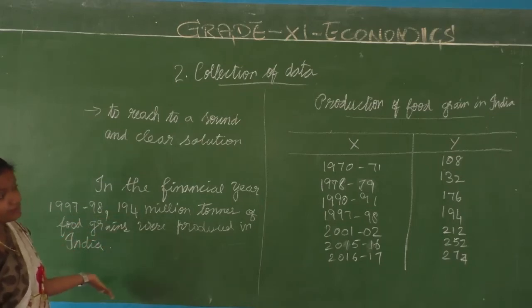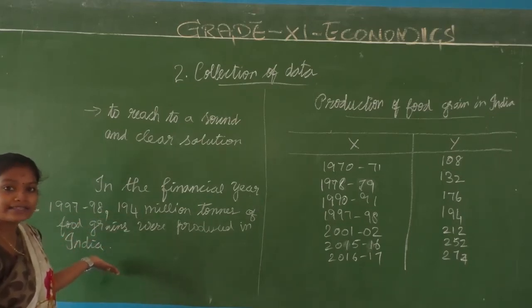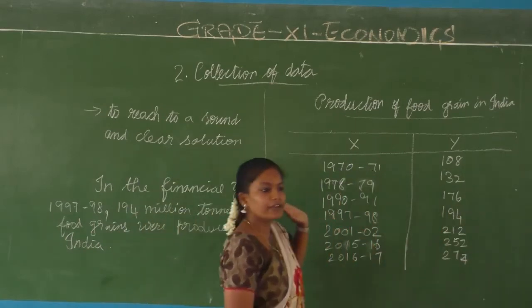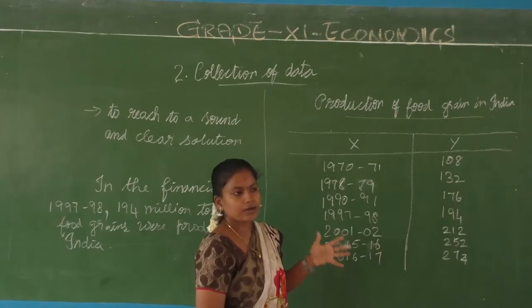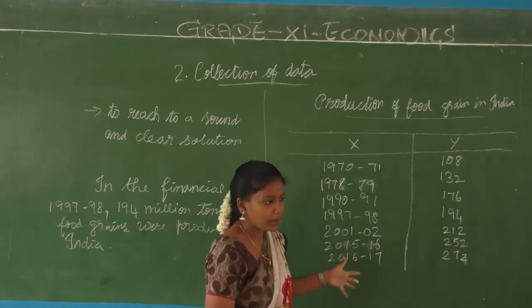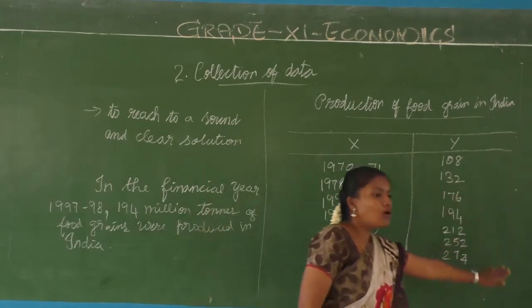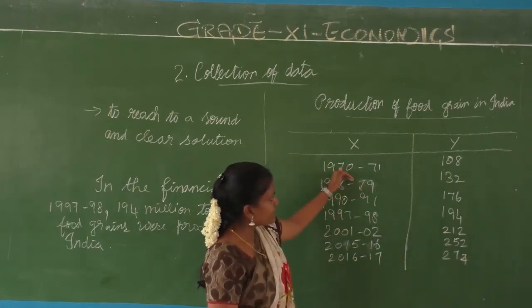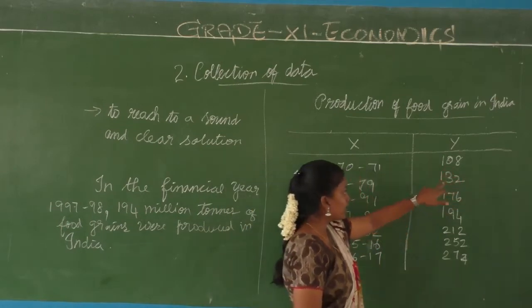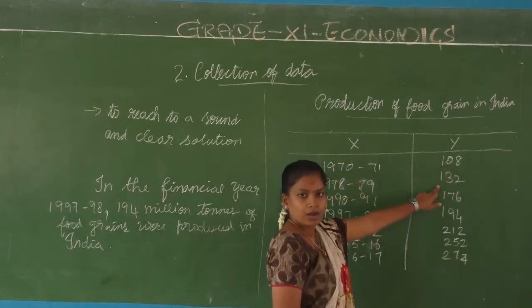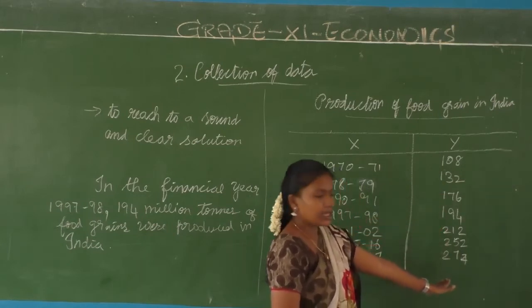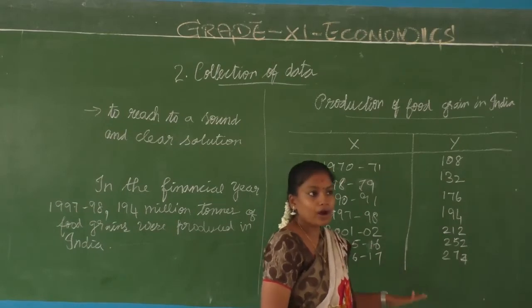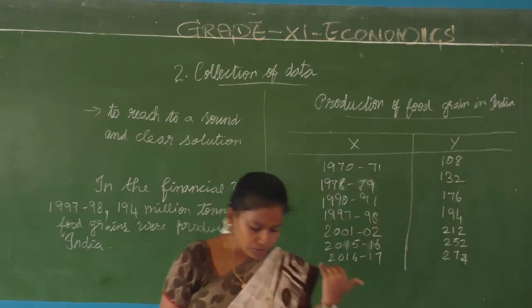If you write like this, is it possible for you to analyze it? No, it's very difficult. But when you have it in a tabular column, in a diagrammatic representation or a tabular column representation, this is very easy for an economist to assess. So in 1970-71 it was 108. Then next year it has increased. Okay, it has increased in the forthcoming years. If one year it goes wrong, they will analyze why it went wrong, what went wrong, and they will find it out.